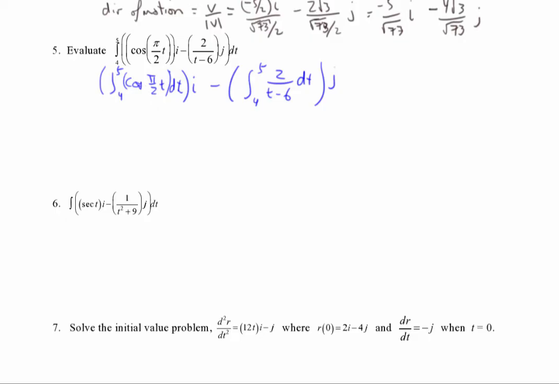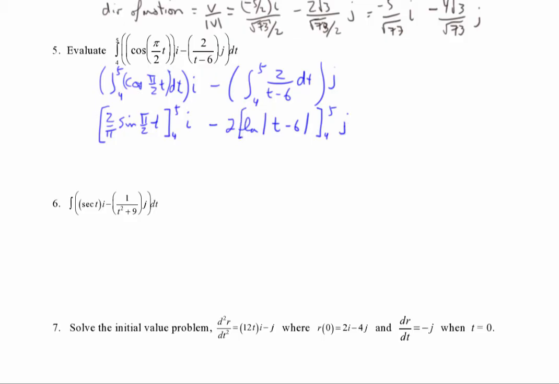Let's see, we know it's going to be sine of pi over 2. The derivative will give us pi over 2, so we need to counteract it: 2 over pi sine of pi over 2 t. Evaluate it from 4 to 5, and that's our i part. Then minus 2, take that out, and we'll have natural log of t minus 6, evaluated from 4 to 5, and that's our j part.